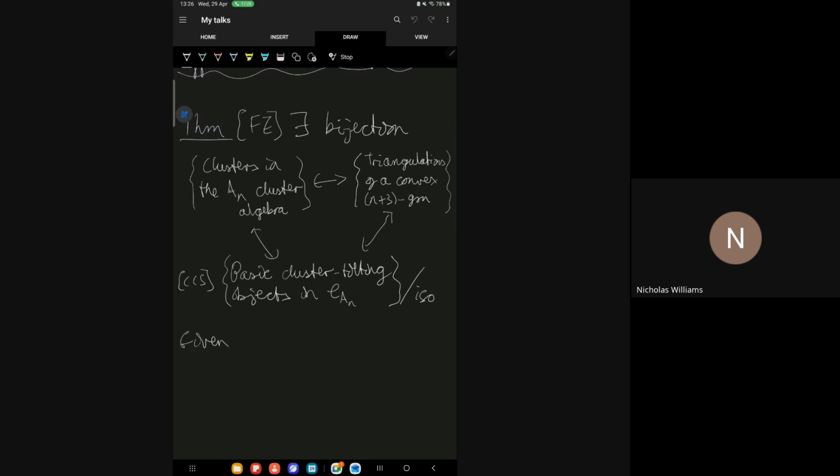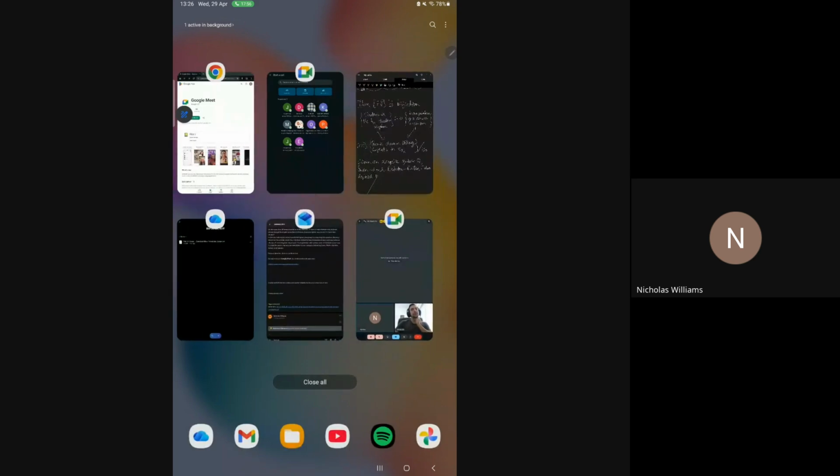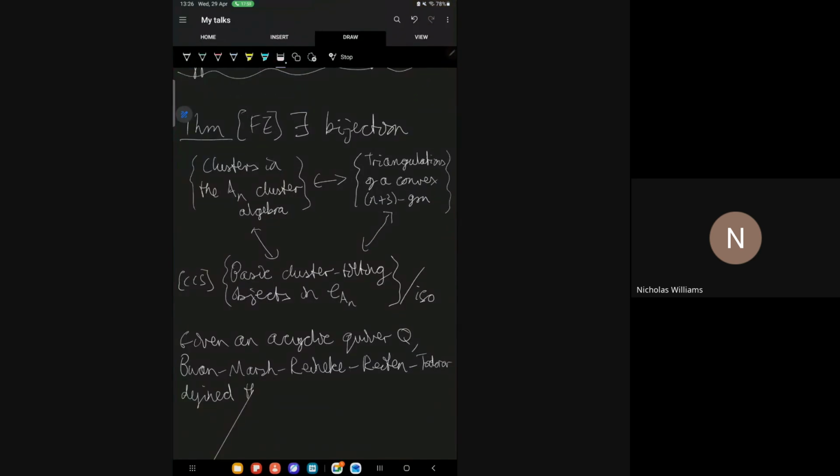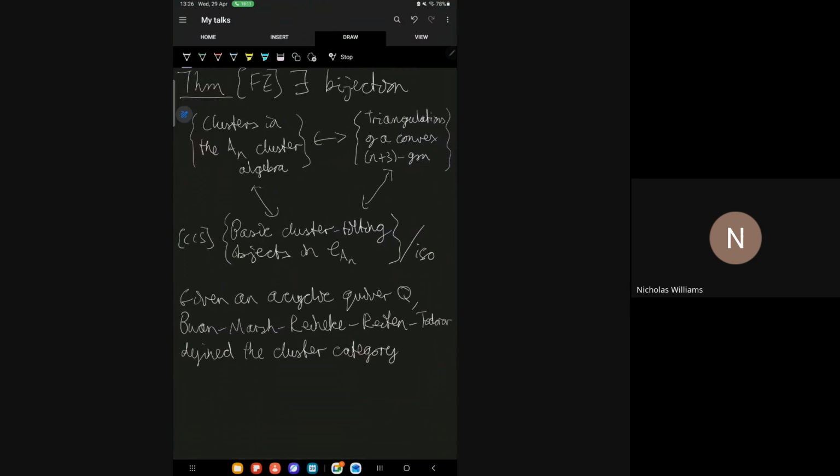So given an acyclic quiver Q, the authors I just mentioned, Buan, Marsh, Reineke, Reiten, and Todorov, defined the cluster category, which is denoted C_Q.